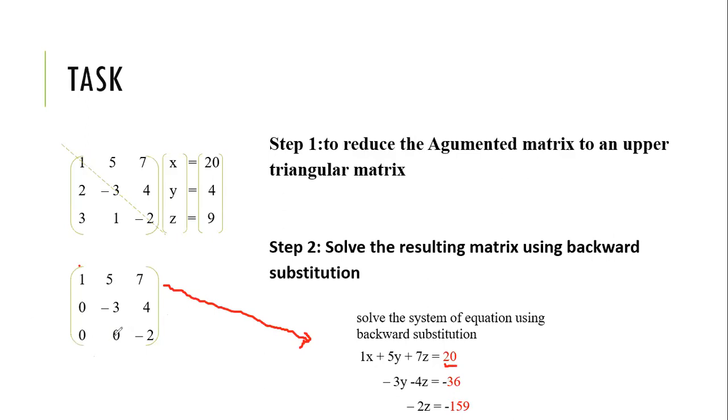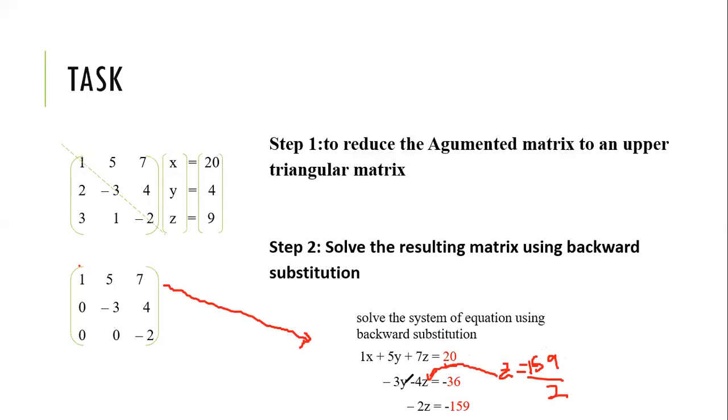Then because these two elements are 0, x and y are both missing, so we are left with z. So it will be negative 2z equals this. Backward substitution means you first find z. So z is going to be negative 159, or since they are both negative, z is 159 over 2. Then once you get that, you put it into the second equation to find y.